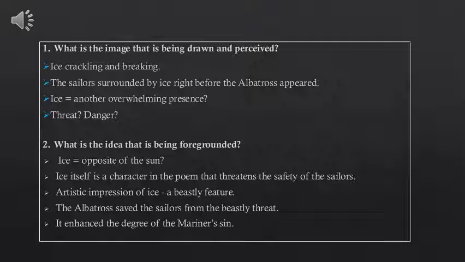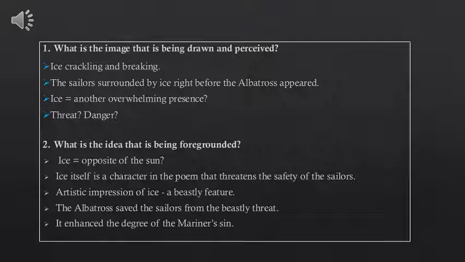So the ice was crackling and breaking, and the sailors were surrounded by it before the albatross appeared. So it is another overwhelming presence. You have the sun just now, and then this crackling, this very unpredictable behavior poses threat and danger that the sailors are fearful of. So what is the idea that is being foregrounded here?